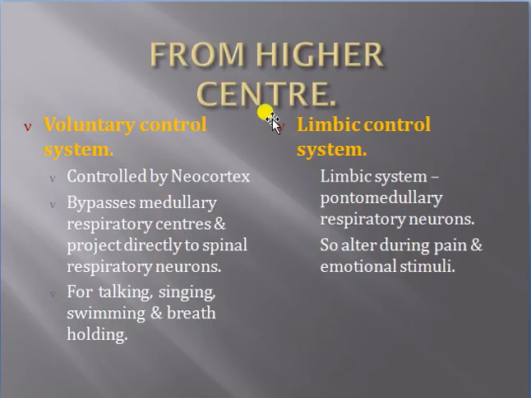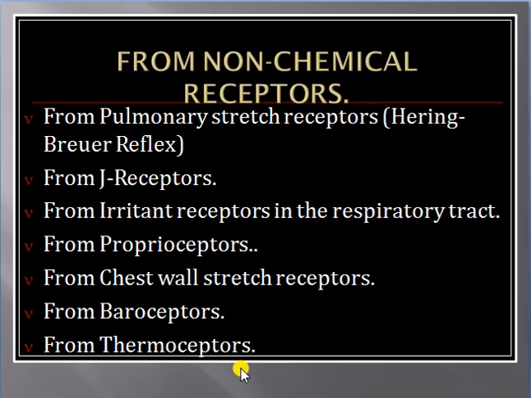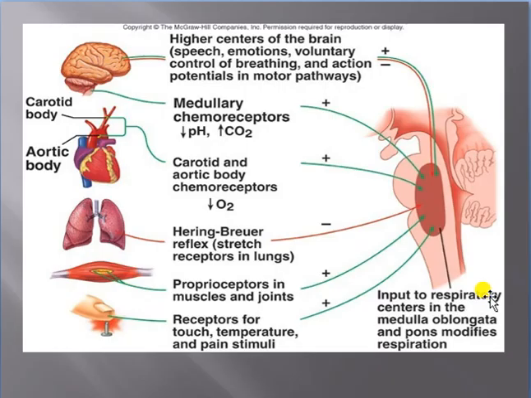So these are from higher centers, which we already discussed, and from non-chemical receptors. So without involvement of chemicals, here there is involvement of receptors. What we discussed: stretch receptors, J receptors we can discuss, and proprioceptors, chest wall stretch receptors, baroreceptors and thermoreceptors. These all regulate the respiratory system. Already we discussed this.